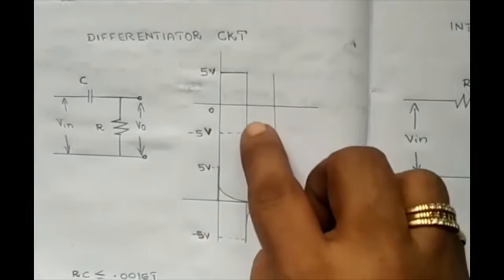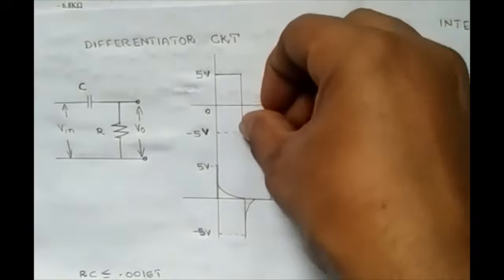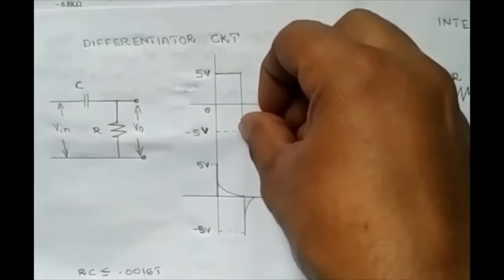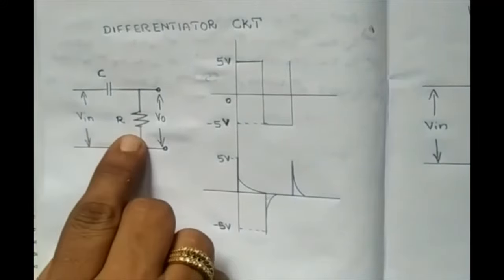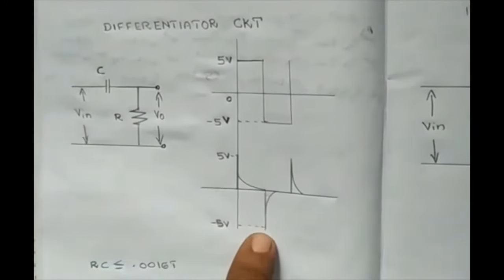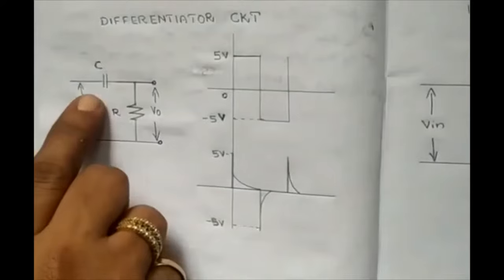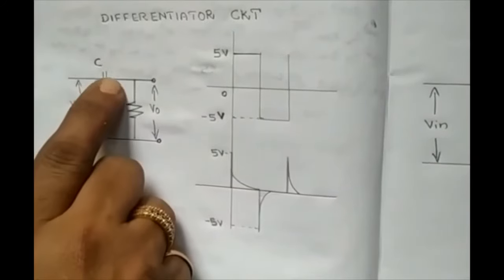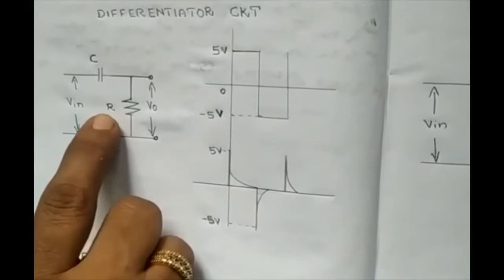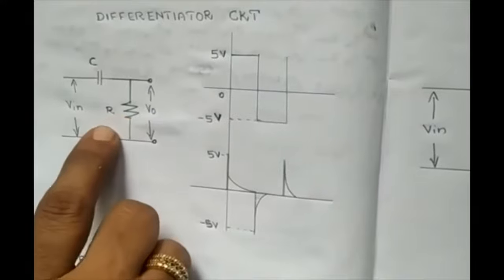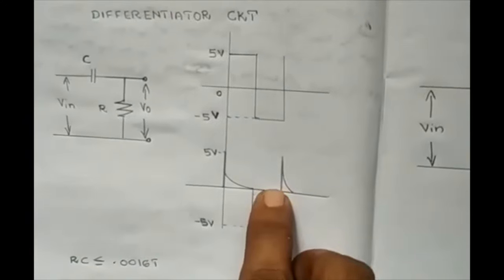In the negative half cycle, the input voltage jumps from 0 to minus 5 volt. The capacitor again is not suddenly charged. Therefore, all the voltage comes across the resistor and the output voltage is minus 5 volt. And then the capacitor starts charging and some voltage is developed across the capacitor. Therefore, the voltage across the resistor reduces and becomes 0. Therefore, output becomes 0. Thus, spike waveform.